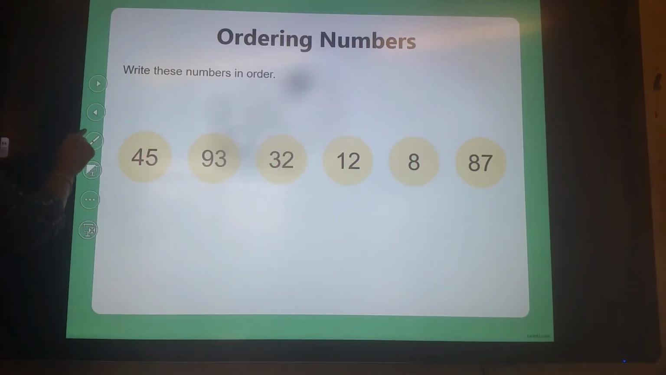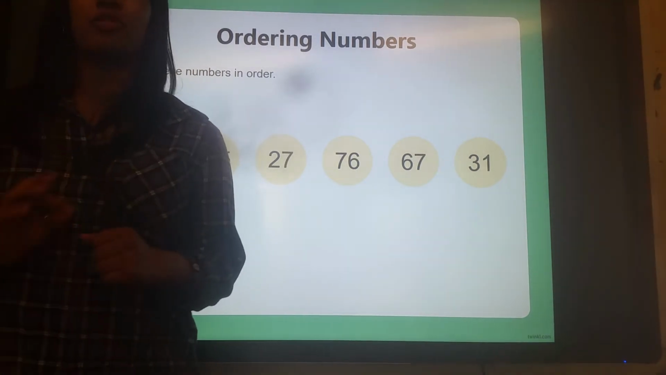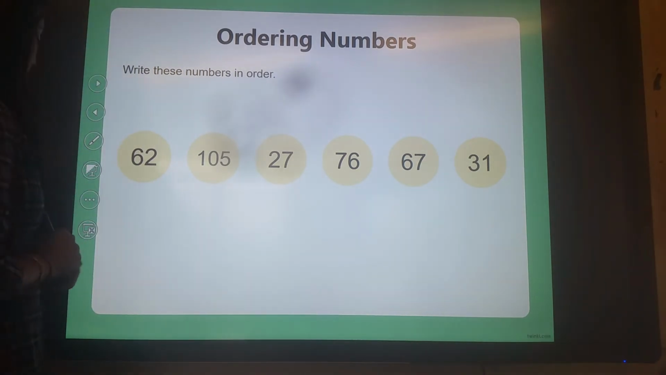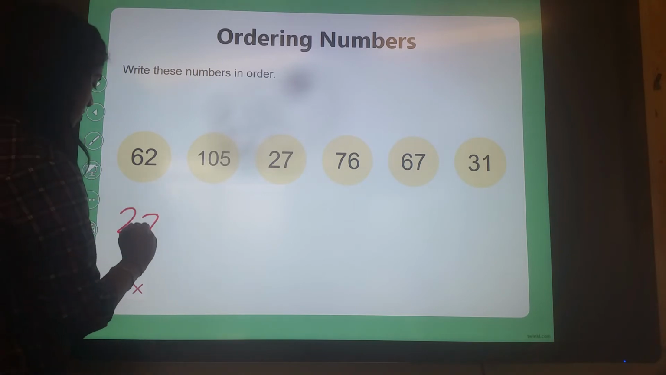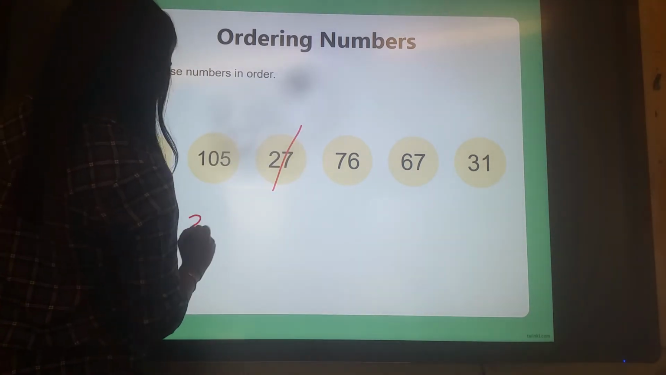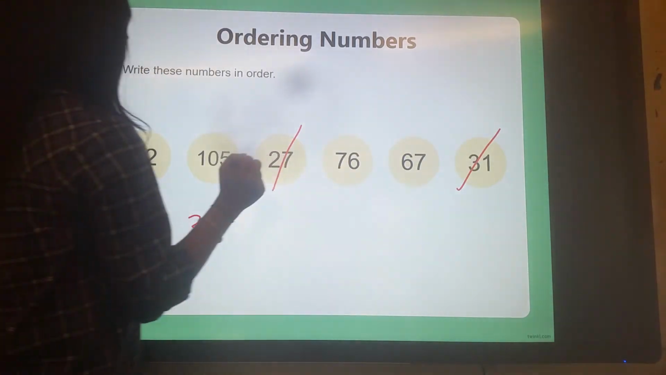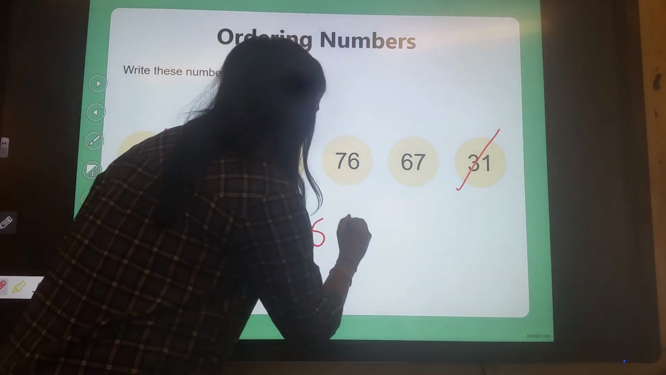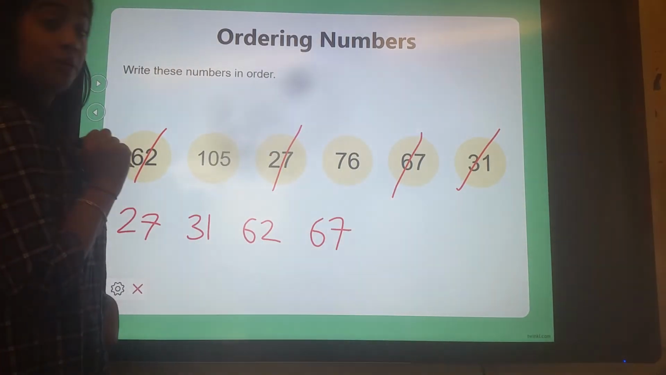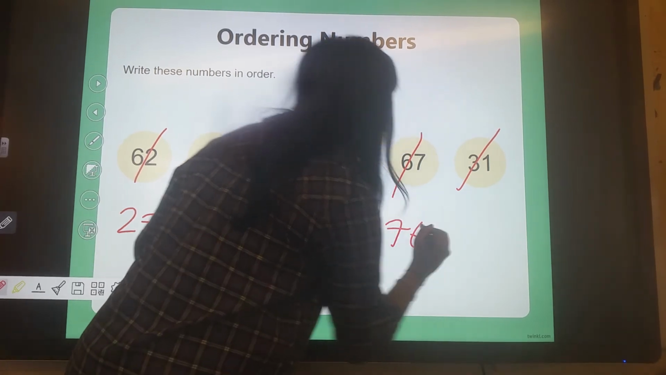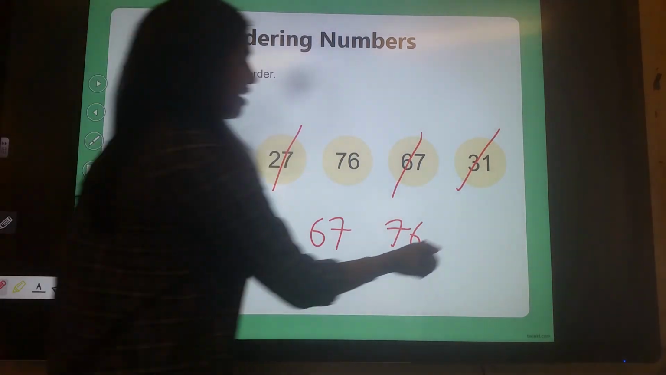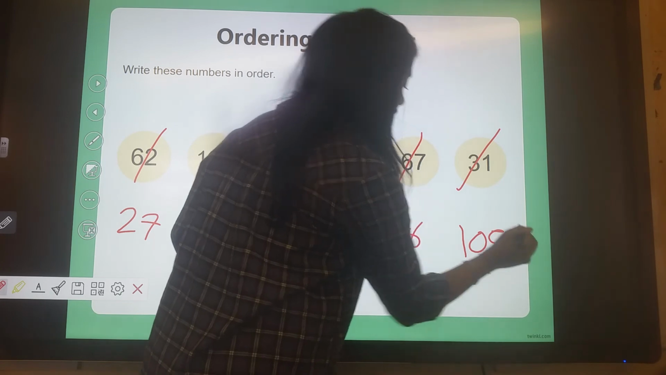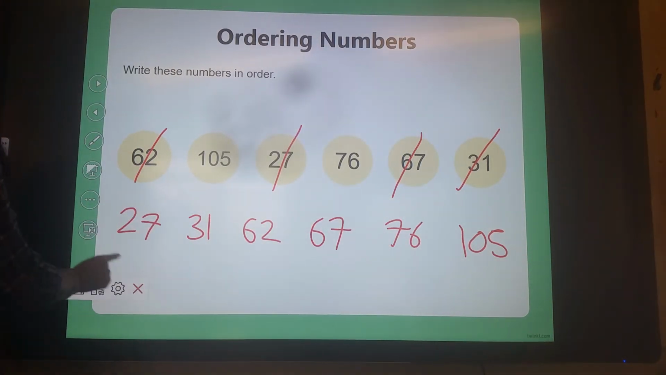Next question. Off you go. Write these numbers in order, starting with the smallest. Are we ready? Let's have a look. So my smallest number is 27. Then it's going to be 31. Then it's going to be 62. Then it's going to be 67. Then it's going to be 76. The final number, I'm sure we know, is 105. Well done if you got that question correct.